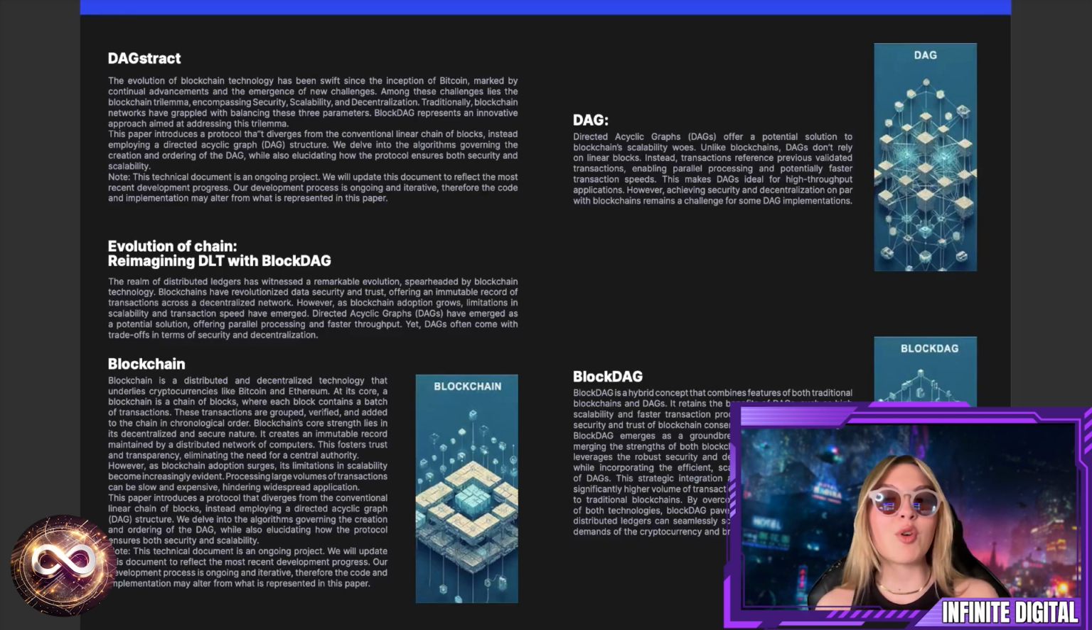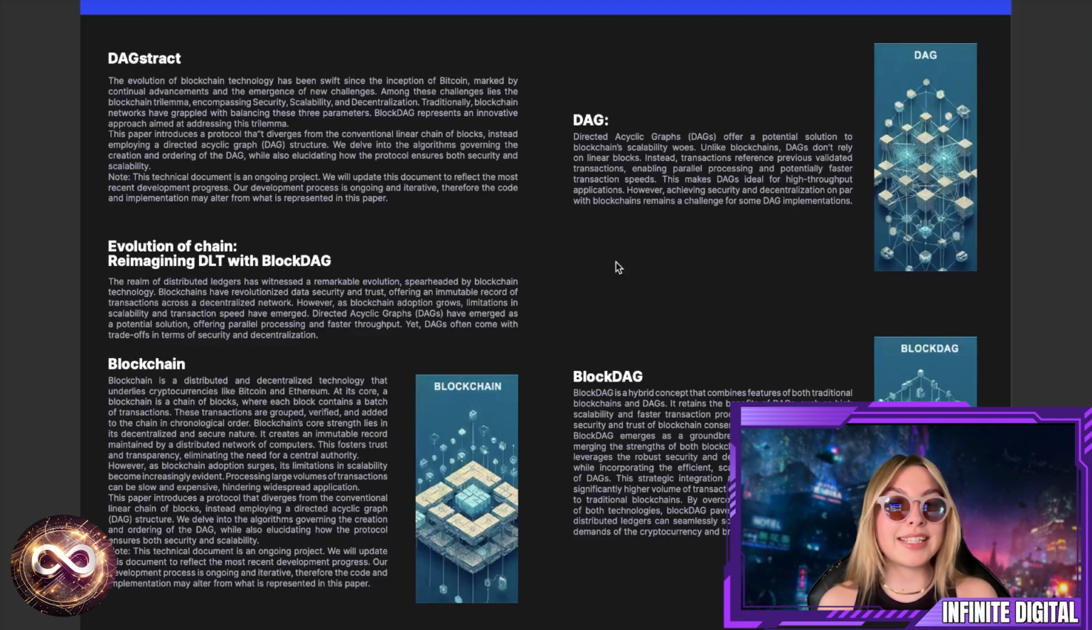So down below we have more about blockchain. It's a distributed and decentralized technology. It underlies cryptocurrencies like Bitcoin and Ethereum, and at its core, it's a chain of blocks where each block contains a batch of transactions. So it's literally simplified bit by bit, explaining what actually goes on, even in the simplest of terms, such as blockchain, really simplified so that you can understand and comprehend what the point of it is. So blockchain's core strength lies in its decentralized and secure nature, and it creates an immutable record maintained by a distributed network of computers, which fosters trust and transparency, eliminating the need for a central authority. Now, it goes on to explain more about that.